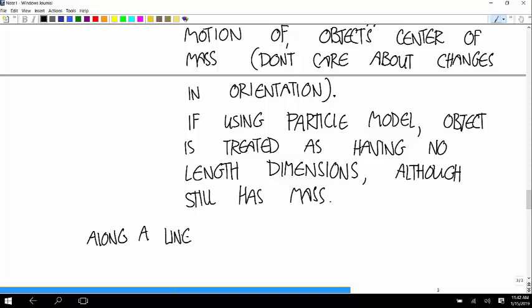And then along a line, well, it's pretty clear what that means, but what's the point of starting out with such a simple description? The key thing here, the simplification that we're going to take advantage of for a particle moving along a line, is that at any instant, there are only two choices of what direction the object can go.